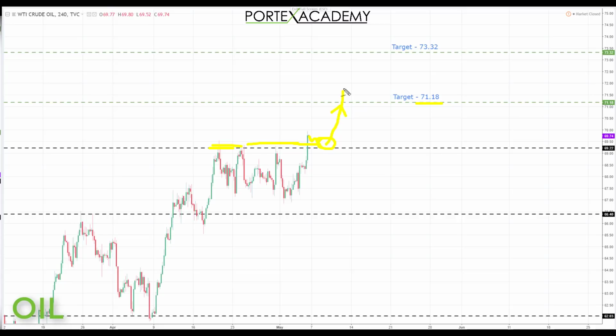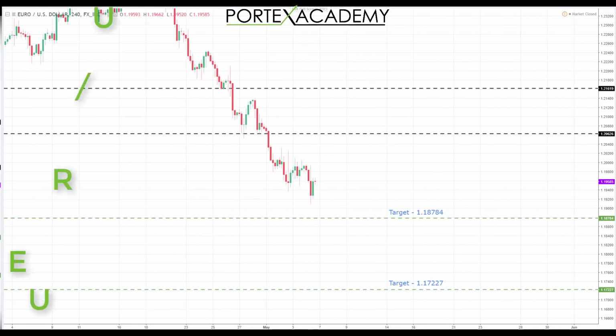And if we can get a breakthrough here and we can start to accumulate up in this area, this would be a great place to start again, maybe looking to add to positions, or if it just goes straight through, looking to continue this up towards the next key area of resistance to the upside and target 2 at the 73.32.